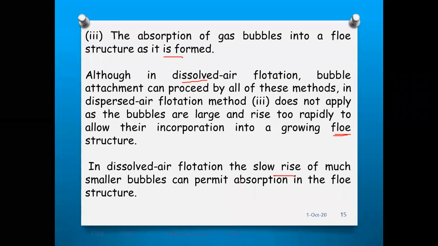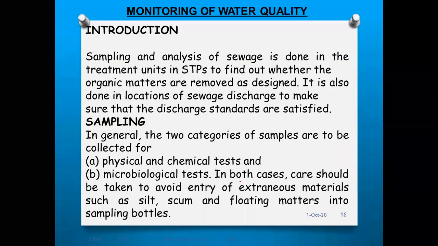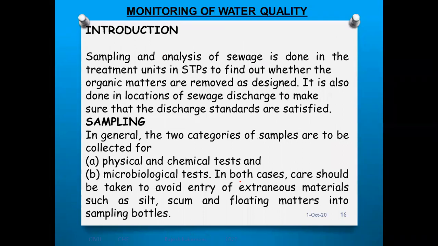Next, monitoring of water quality. The next topic is how the water is monitored for this treatment process. Generally, what are the various treatment processes you are finding? The various treatment processes are the primary treatment process and the secondary treatment process. In the primary treatment process, again we have various steps to go, whereas in the secondary treatment also we have various steps to go.